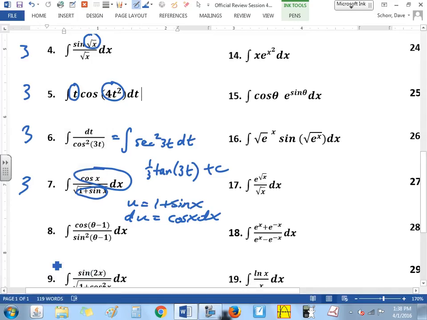So anytime we can find a function times its derivative, or a function divided by its derivative, or excuse me, a derivative divided by a function, we can find that it's u sub ready. So like this one is u sub.